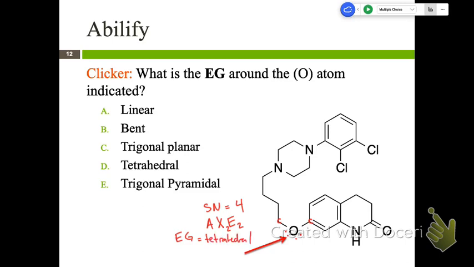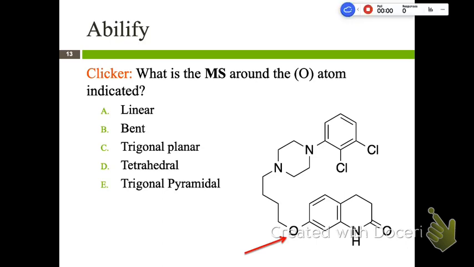We could do molecular shape too. I didn't ask for that in this particular question. Is that what's asked next? Let's see if that's the next question. Yes. So now, we know the electron geometry around that oxygen. I want you to tell me what is the molecular shape around that. Let's do 10 more seconds.